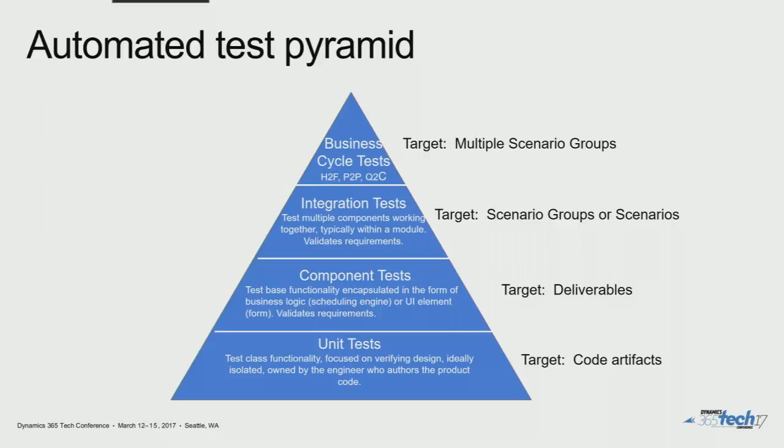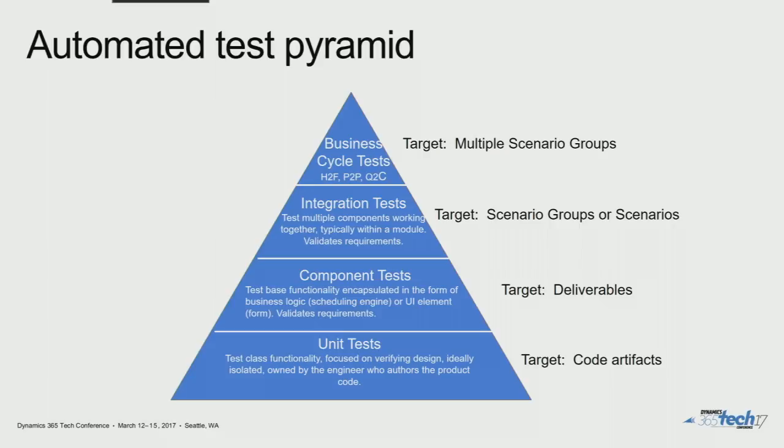And then the last thing to talk about from a principle standpoint is the automated test pyramid. Again, this isn't anything new. Hopefully a lot of you have seen some variation of this in the past. But basically the foundation is unit tests, which is really a design-focused activity. Then you have component tests, integration tests, and business cycle tests.